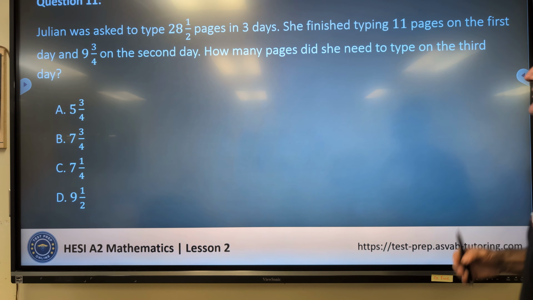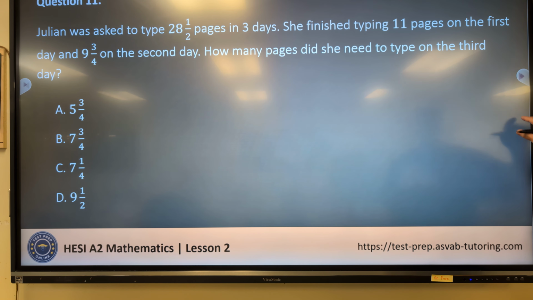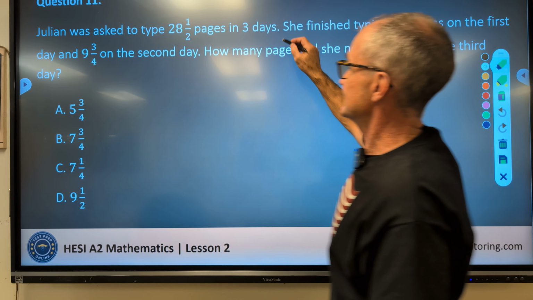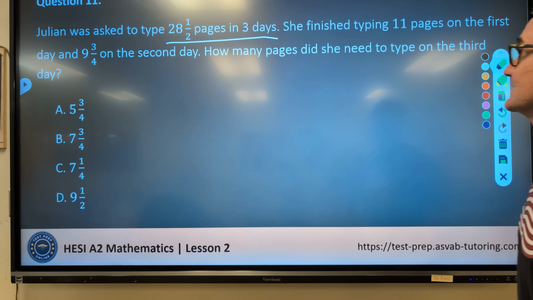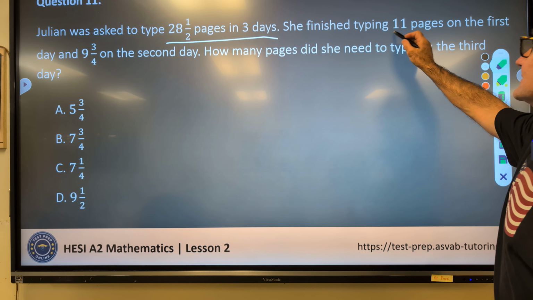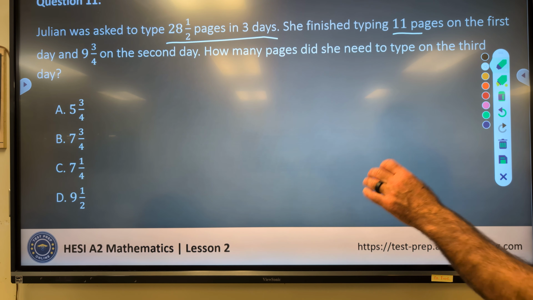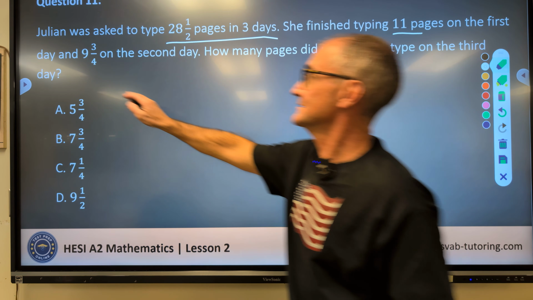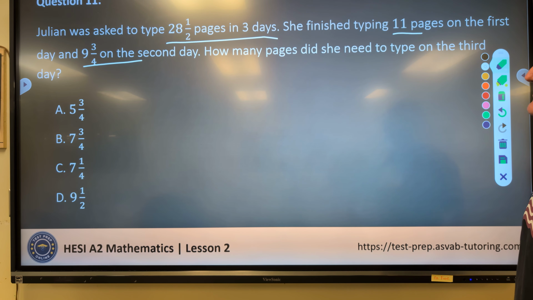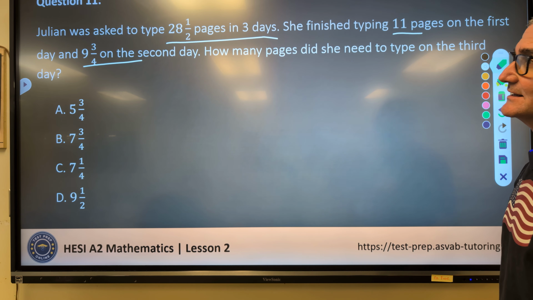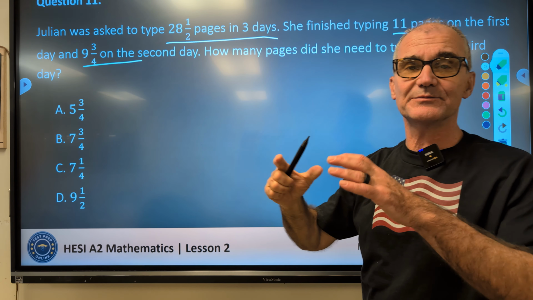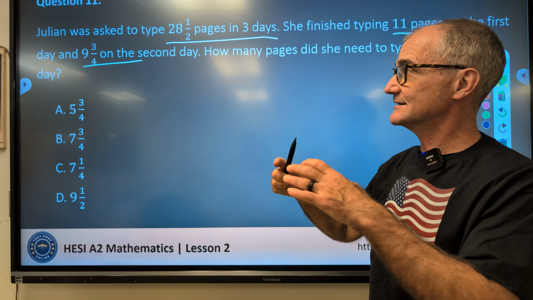Julian was asked to type 28.5 pages in 3 days. So this is a rate, fractions and rates. She finished typing 11 pages on the first day, 9 3/4 pages on the second day. How many pages did she need to type on the third day? So this is also a difference. The rate's not going to be that important. I have to combine the total number of pages typed. Combine means add together, so I'm going to add.